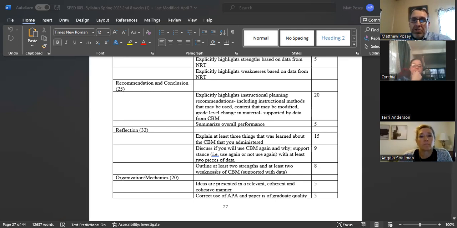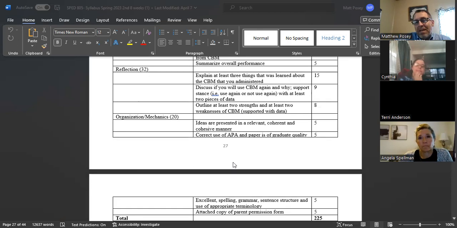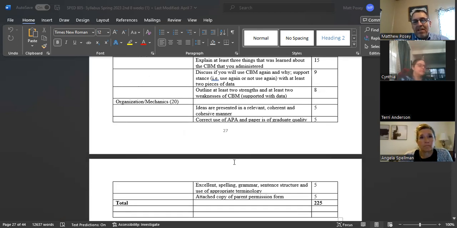Also identify 2 strengths and at least 2 weaknesses that you discovered when utilizing the CBM. Just briefly describe a couple of the strengths and then a couple of the weaknesses that you found out. Organization and mechanics are pretty much the same as everything else, looking for correct use of APA, the formatting of your paper, and spelling, grammar, things like that.